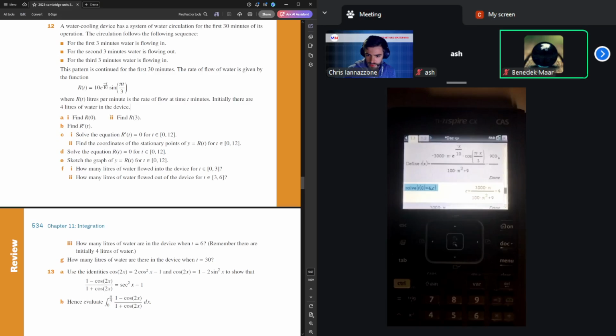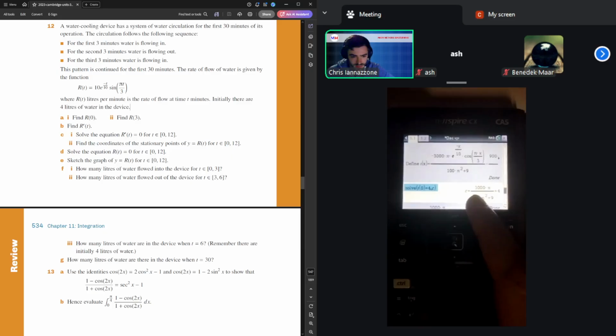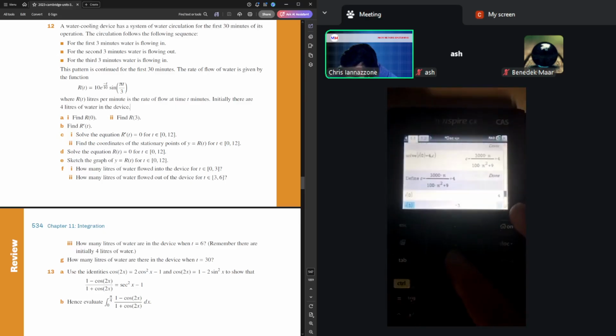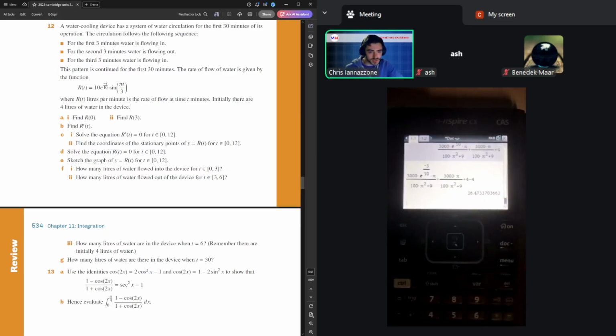Another question, got a bit distracted. Which part are we calculating? We were doing part i, how many liters of water flowed into the device. One way of going about it, the way that we've just discussed, is to get your proper full antidiff, with the plus C included, and then find the difference between the values. What's I of 3, what's I of 0? That's going to get you your liters of water at t equals 3 and liters of water at t equals 0. The difference between them is how much flowed in, or out if it was a negative number. We all clear on that approach?